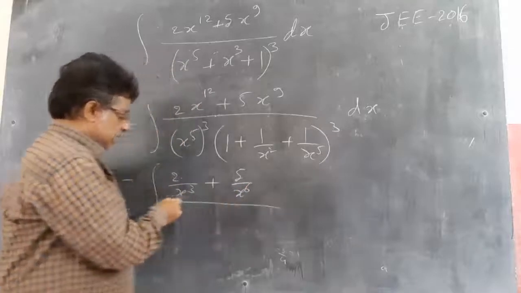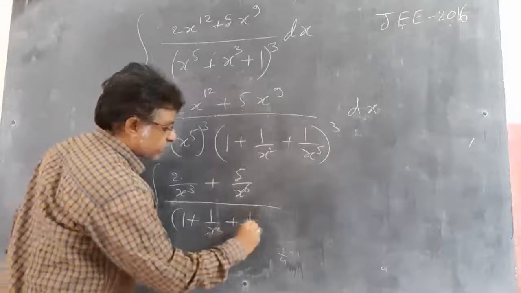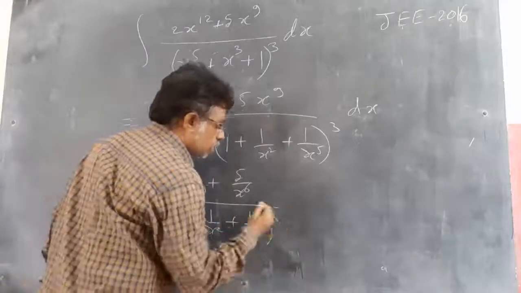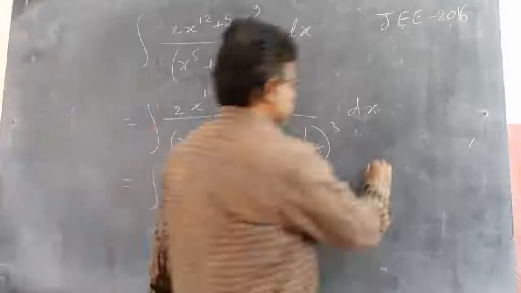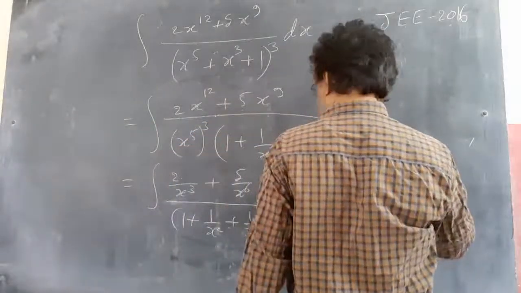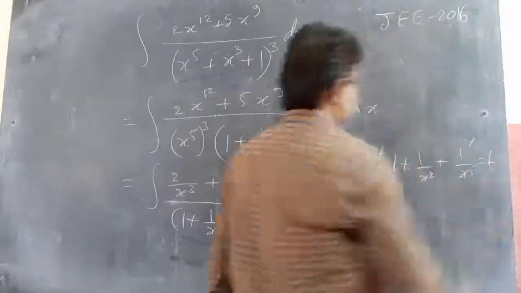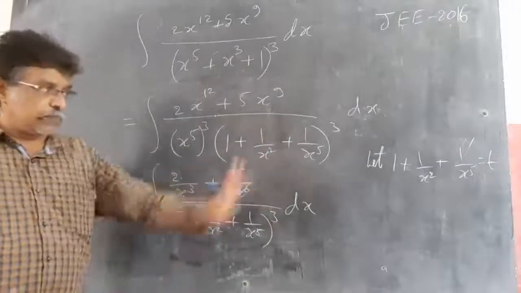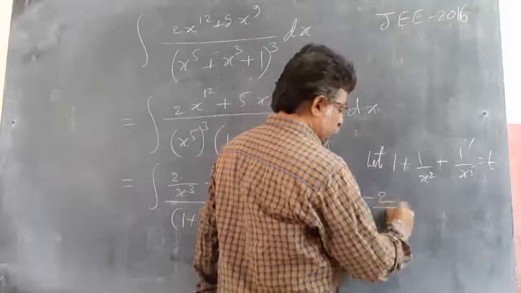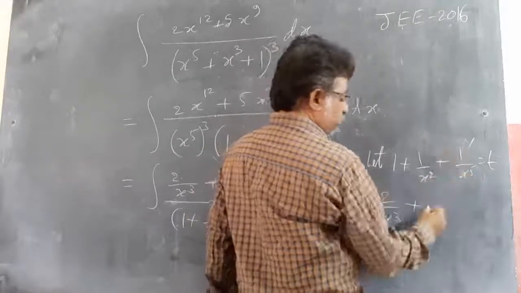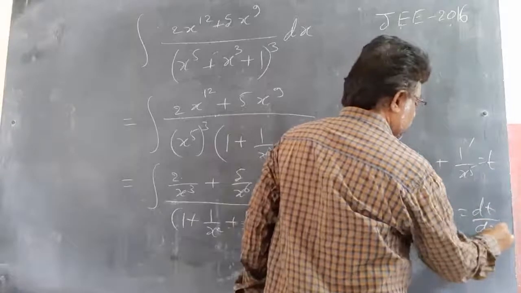5 by x^6 divided by the denominator (1 plus 1 by x square plus 1 by x^5) whole cube dx. Now if you observe, what is the derivative of this? This only. So let 1 plus 1 by x square plus 1 by x^5 equal to t. What happens? The derivative of 1 is 0, and 1 by x square gives minus 2 by x cube, plus 1 by x^5 gives minus 5 by x^6, equal to dt by dx.